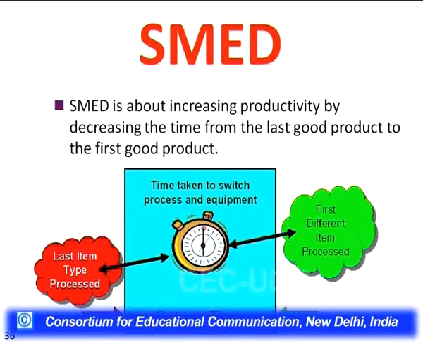SMED is about increasing productivity by decreasing the time from the last good product to the first good product. Here in the middle, we are showing the setup time. On the left hand side, the last item processed means the last product, say product A, is the existing product being manufactured on the machine. So, the last product is manufactured on the machine and it is stopped for changeover. Now, the setup time starts, and it runs until the first different item is processed. That is the time of setup, meaning stoppage of product A, making a changeover and production of a new product. The time between the two activities is the setup time or changeover time.